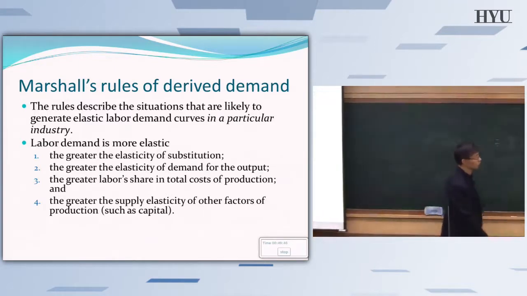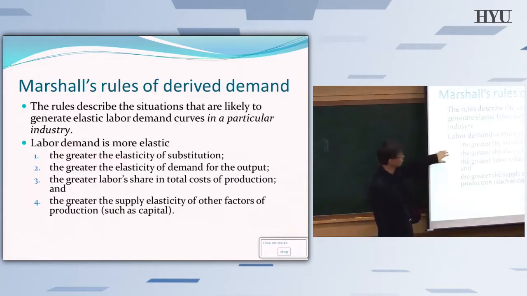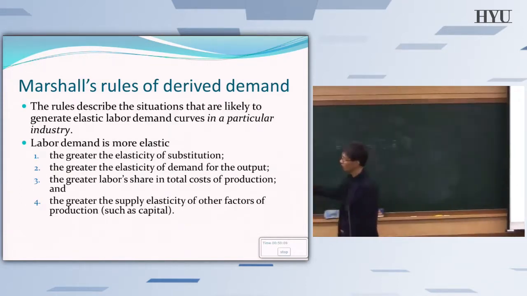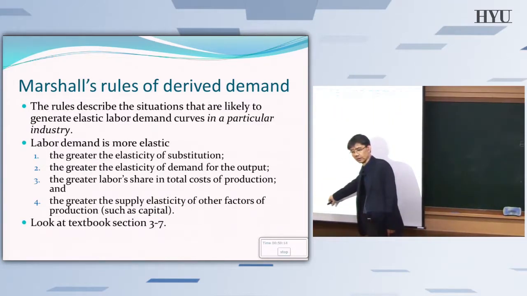Okay. So in some cases, for example, with the elasticity of substitution, it's mostly complements. Okay, capital and labor are complements. And then the demand for the output is very inelastic, let's say. Okay, and it's capital intensive. That means what? When the wage goes up, the labor demand in that industry will not change much. Okay? But if it's the other way around, then labor demand will change. So for more detail, please read the textbook, section 3-7.